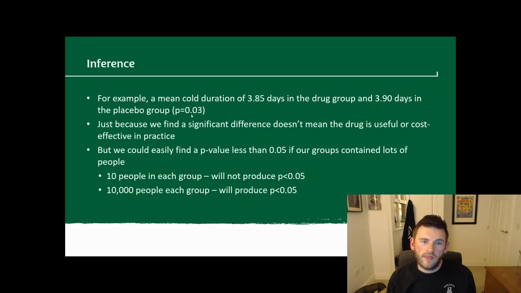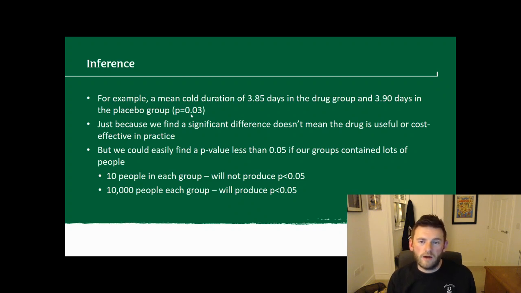So that gives us the interpretation that the drug we're using is providing some kind of relief from the cold symptoms. But as you can see here, just because we find a significant difference, it doesn't mean that the drug is useful or cost effective in practice, because 0.05 of a day isn't really going to be noticeable, and it certainly isn't going to be cost effective. But we could easily find a p-value of less than 0.05 in our groups when they contain lots of people. And when we have small sample sizes, there's also a difficulty in being able to reject the null hypothesis too.